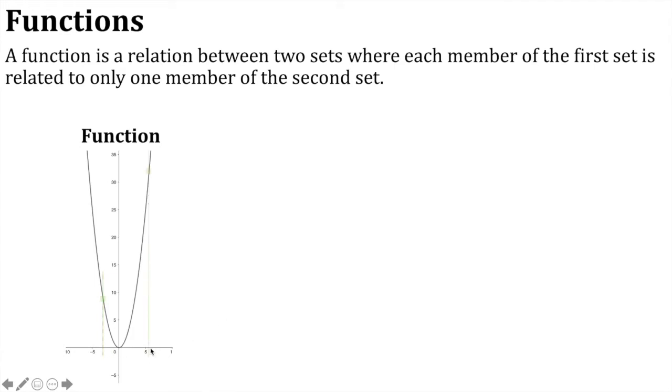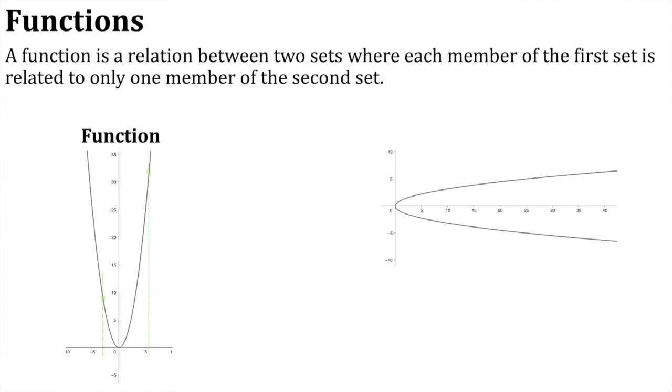If we take another x value, probably about 5.5, there is only one corresponding y value, so that's why that's a function. Now let's have a look at this. It seems similar to a parabola, but it's been rotated by 90 degrees clockwise.